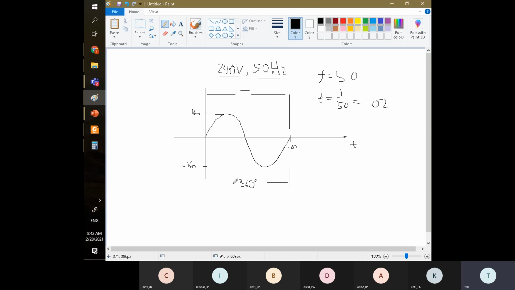Okay. If you want to convert to radian, here's a pi. This is 2 pi, right? 2 pi is one cycle also. So there are a few formats we can use actually. Okay, so this is a basic thing here. So how to write the mathematical equation for this waveform?